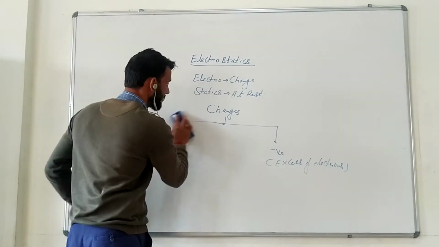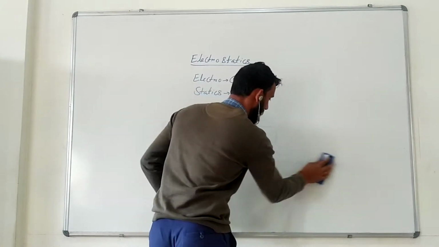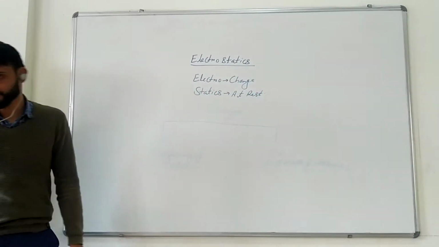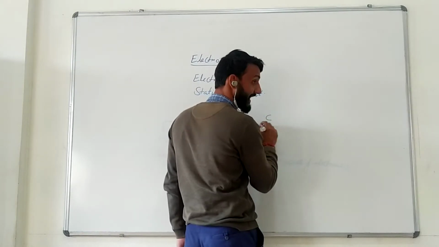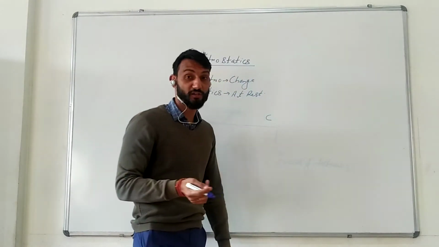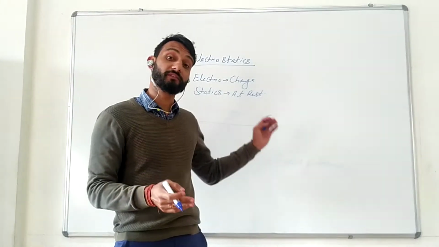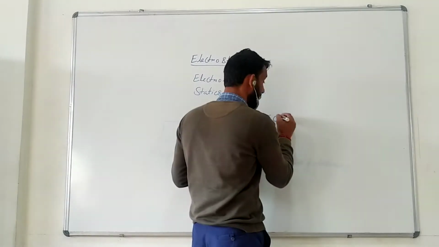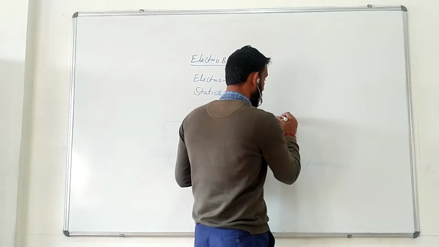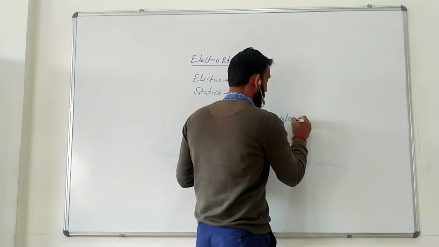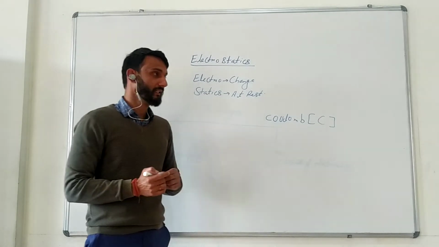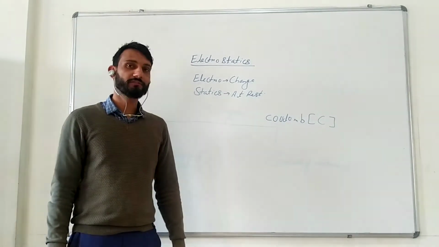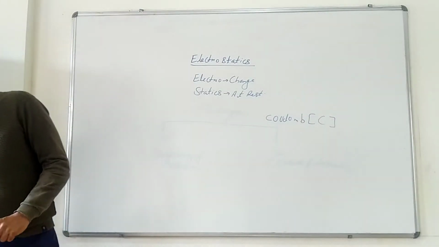Now, the SI unit of charge. What is the SI unit of charge? The SI unit of charge is coulomb. When we write coulomb, we start with a small c, because we are not writing the name of a person, but a unit which is named after a person. The symbol would be capital C. So this is the SI unit of charge.